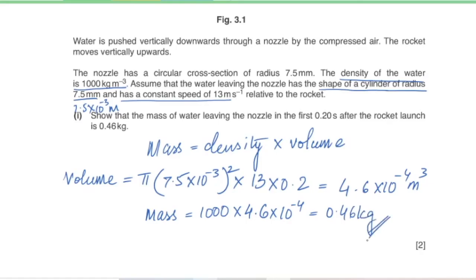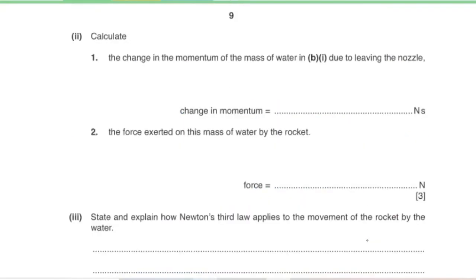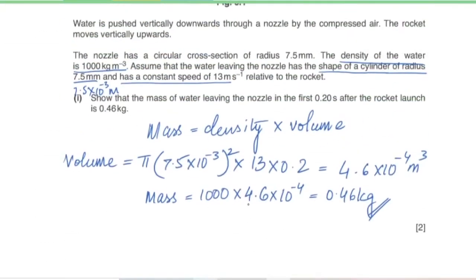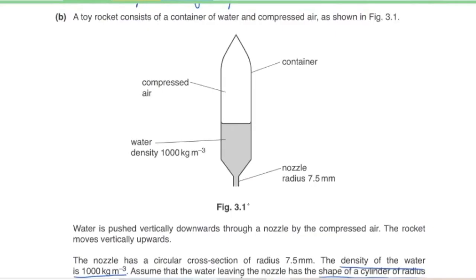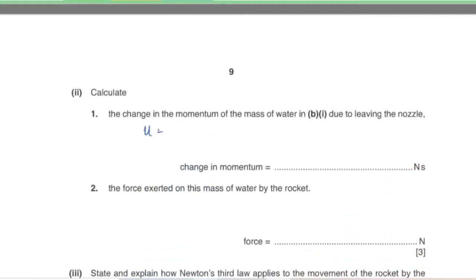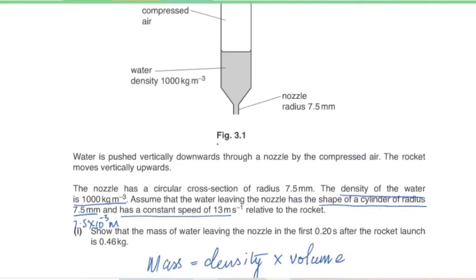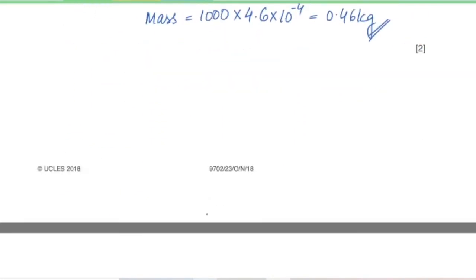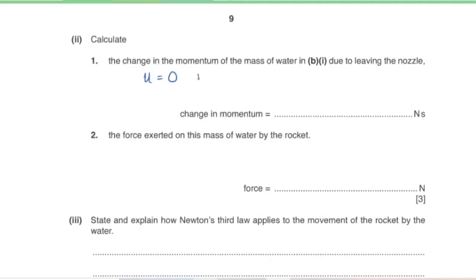That's proven. Part 2, calculate the change in momentum of the mass of water in B part 1 due to leaving the nozzle. So before moving through the nozzle, water is at rest. So we can consider that our initial velocity is equal to 0, and at leaving the nozzle it has got a speed of 13 meters per second, as it is written over here, that it moves with a constant speed of 13 meters per second. So our final velocity is 13. And the mass of the water that moves in B part 1 is 0.46 kilograms.